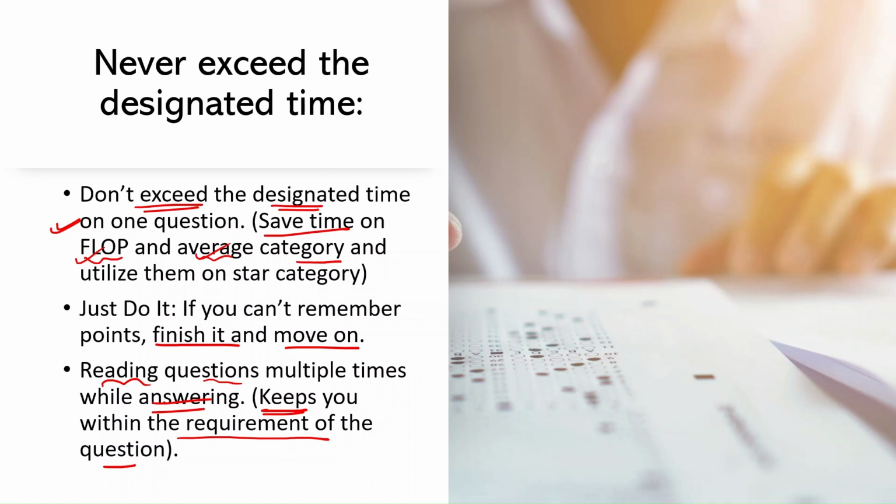So never exceed the designated time limit first. Then save time on your average and flop category question to utilize them in your star categorization question. Wherever you feel stuck, read the question again. If you still feel that you are not being able to recollect more points on that, please move on. Don't get stuck there, right? So this is how you tackle each specific question.